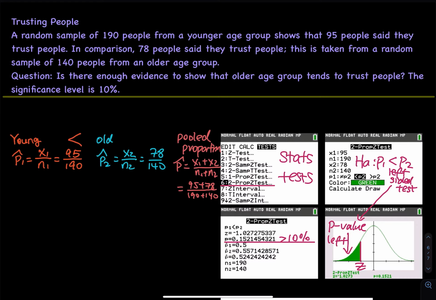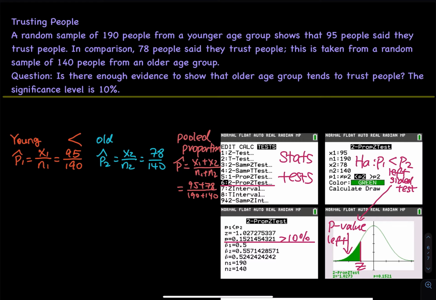So for the first sample, p1 hat is x1 over n1, 95 out of 190. And then for the second sample, the older group, x2 over n2, that is 78 over 140. And then the pooled proportion is you add the two x's and then you add the two n's.